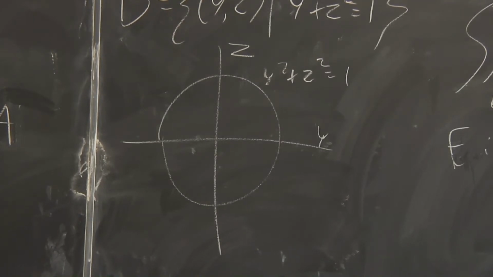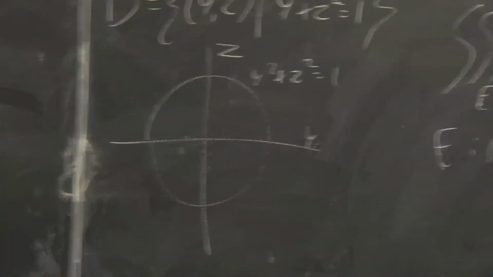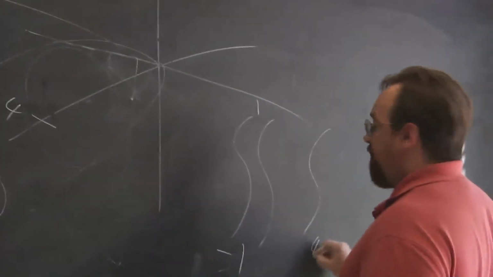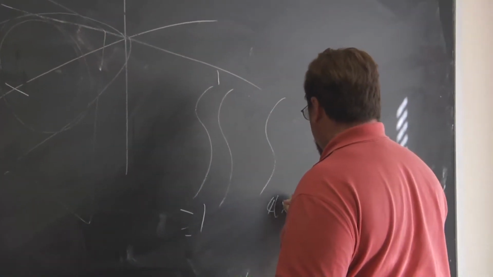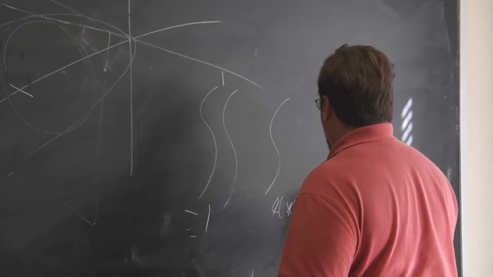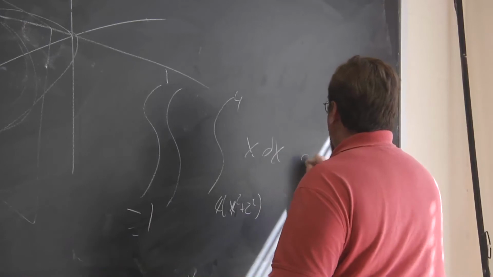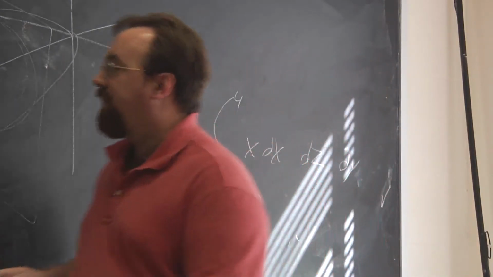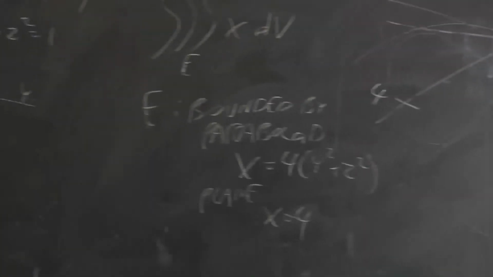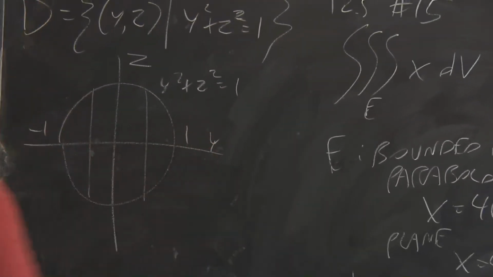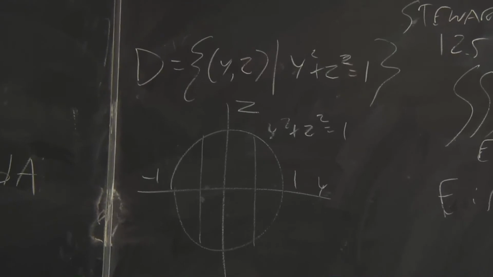Well, you would pick one of them to be negative 1 to 1. All right, let's say we pick y to be negative 1 to 1. And we still have 4x squared plus y squared plus z squared to 4 for our innermost integral. So our outermost integral is dy. And now we need to pick limits on z for each value of y between -1 and 1. So what should the limits in z be?